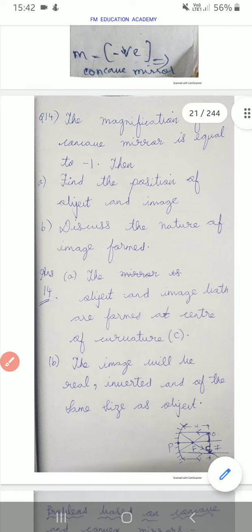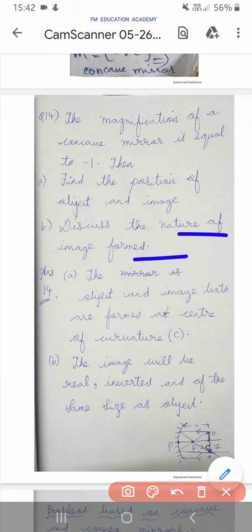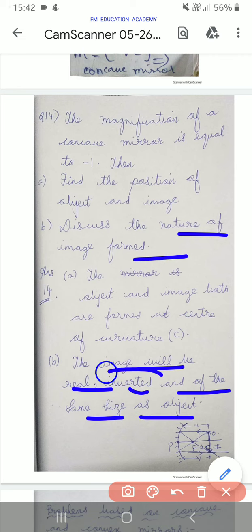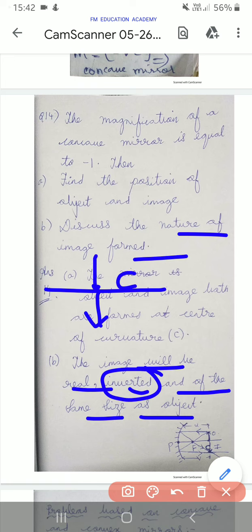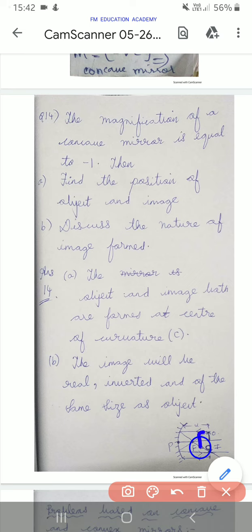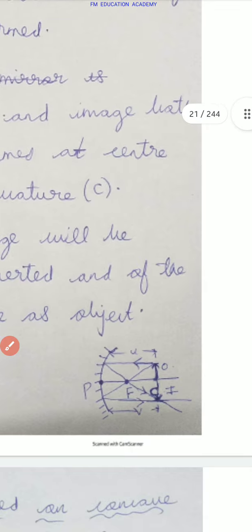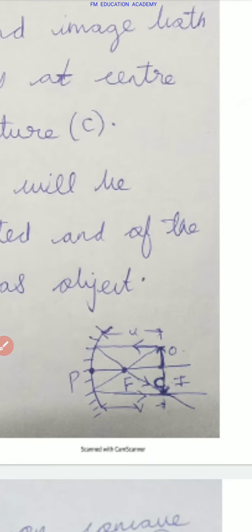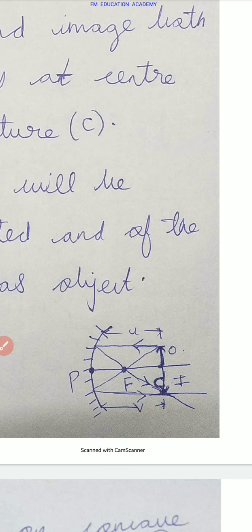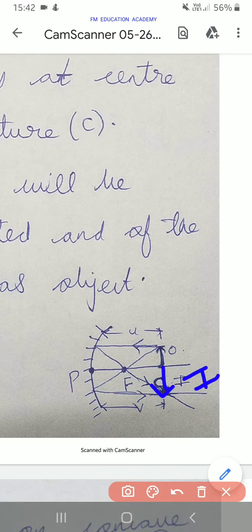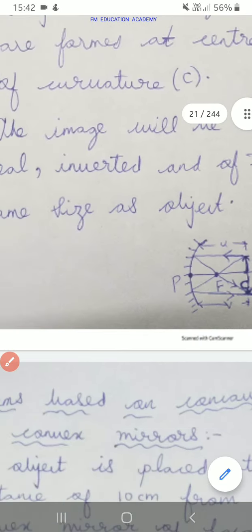Next, we have discuss the nature of the image formed. So the image will be real, inverted and of the same size as the object. Why will it be inverted? Because inverted means below the principal axis. Since this is my center of curvature, if this is the object, this is my image. You can see the diagram also. Here object and image both are formed on the center of curvature. So we get that the image is below the principal axis, that is why it is real, inverted, and of the same size as the object.